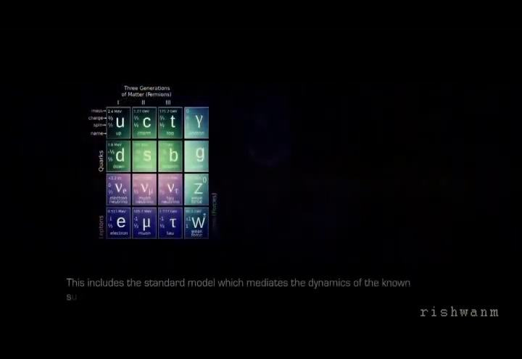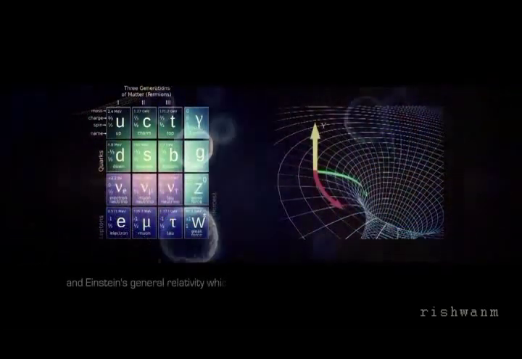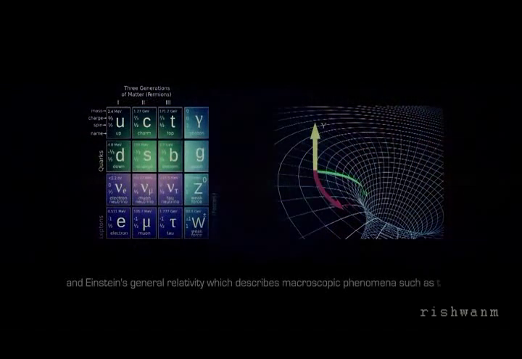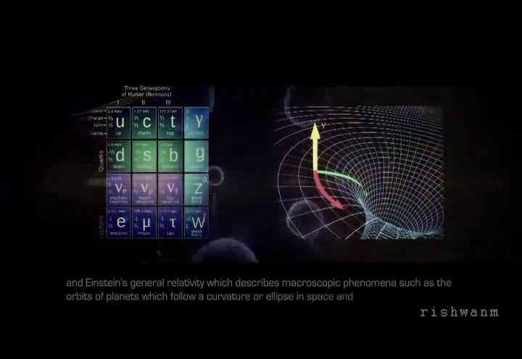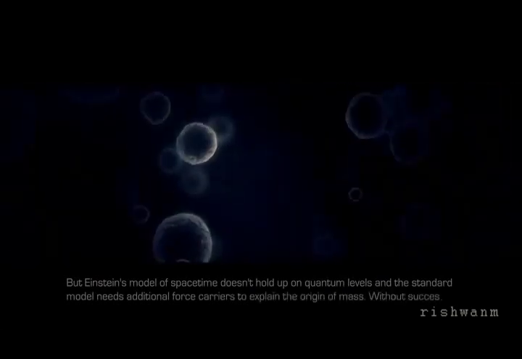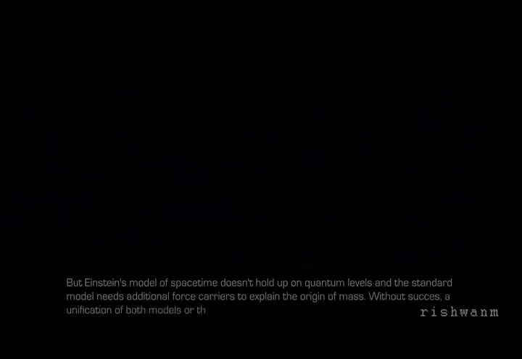This includes the standard model, which mediates the dynamics of the known subatomic particles through force carriers, and Einstein's general relativity, which describes macroscopic phenomena such as the orbits of planets, which follow a curvature or ellipse in space and a helix in space-time. But Einstein's model of space-time doesn't hold up on quantum levels, and the standard model needs additional force carriers to explain the origin of mass. Without success, a unification of both models, or theory of everything, has been the subject of much research.